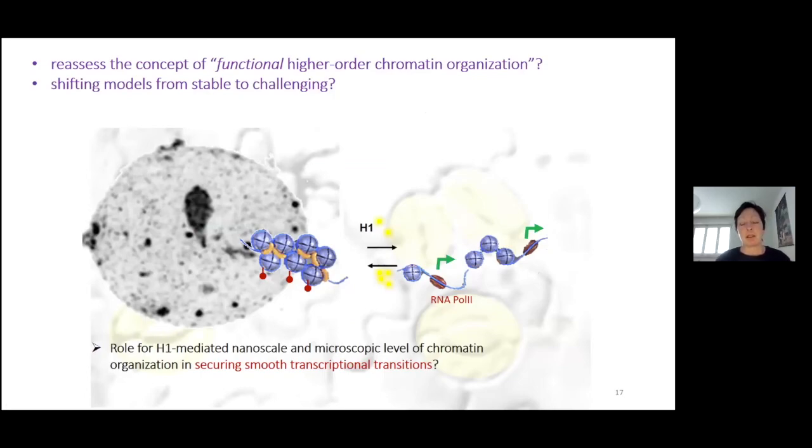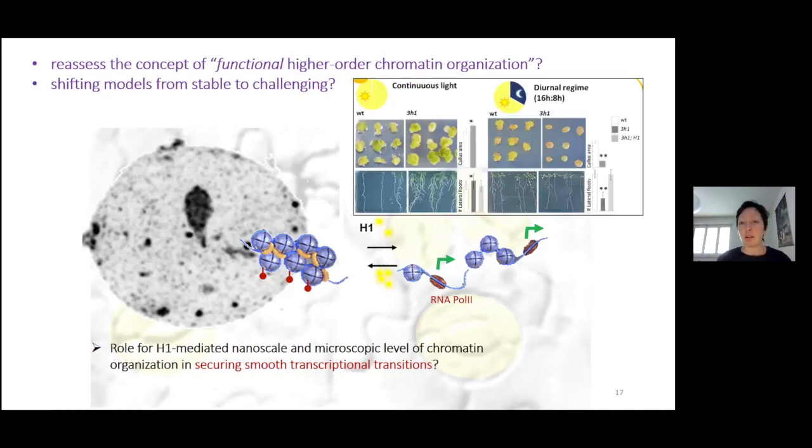Another possibility is that we look at Arabidopsis in very stable and unchallenging conditions in our growth chamber, and we might measure things in a too well-regulated manner. So what we are maybe missing are critical situations that would highlight a role for these chromatin modifiers and for H1 in particular. I think we should shift our models from stable to challenging. And as a hint in this direction, we know already that a triple mutant H1 behaves in an antagonistic manner depending on the light regime.